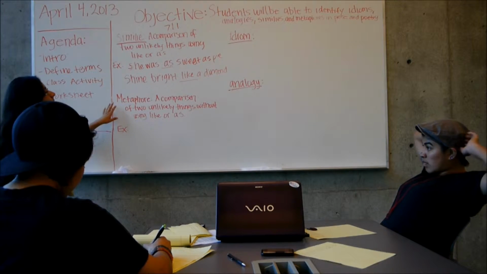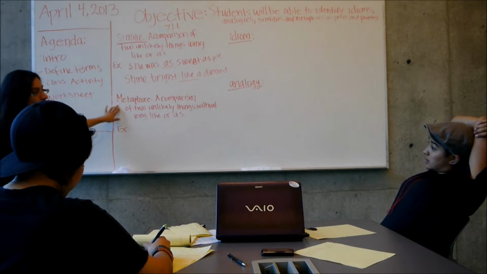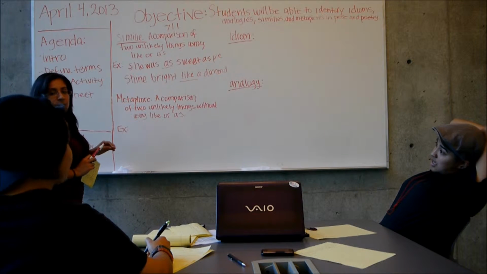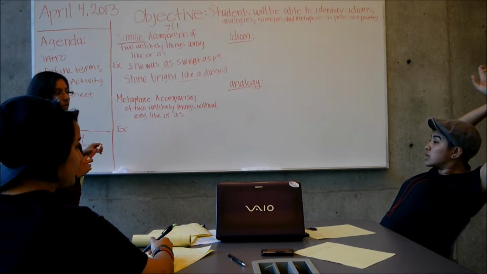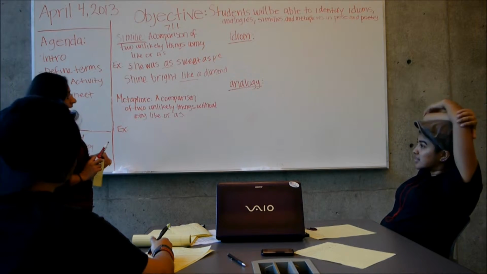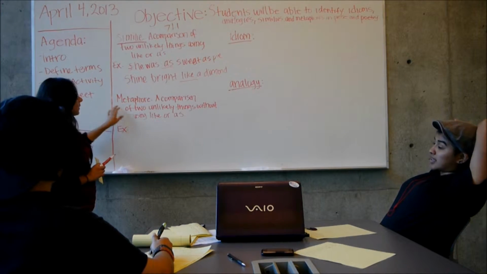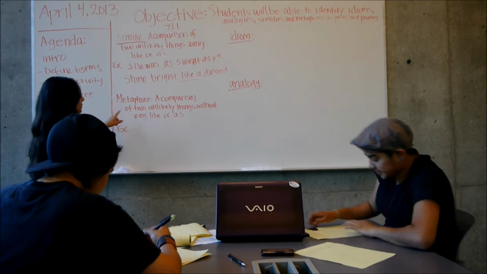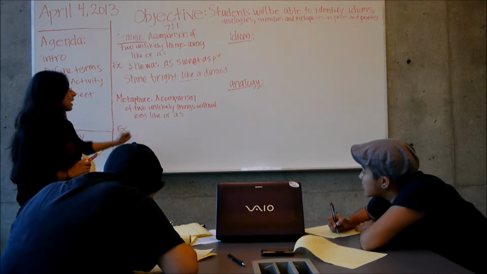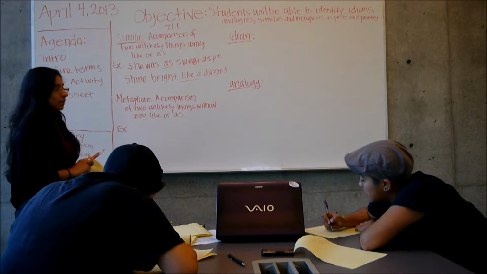So now let's go on to the next one, which is metaphor. Does anyone remember what this one means? No. Is it when the like and the as is not there or is not present? Yeah, kind of like that. So our definition for this one, and I want you to write this one down too, is a comparison of two unlikely things without using like or as. So it's exactly what you said, Wendy.